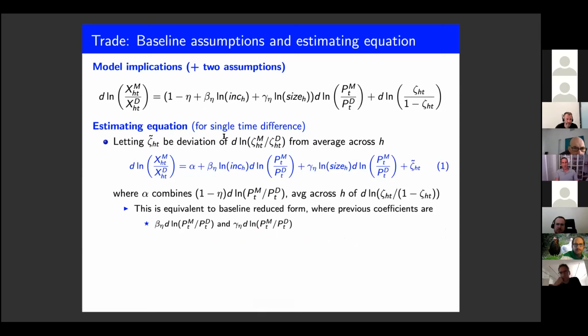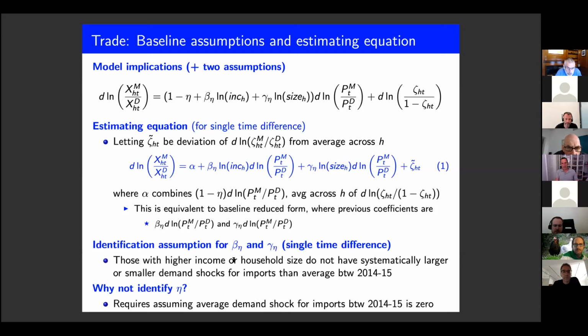So what are the assumptions that we need to estimate how the elasticities vary by income and by size? The key assumption is that these demand shifters for imports versus domestic, the deviation from the average, are uncorrelated with income and size. So maybe everybody likes to buy more imported goods in this period, but the difference from the average cannot be correlated with the income before the shock. That's the assumption we're going to use in our estimation.